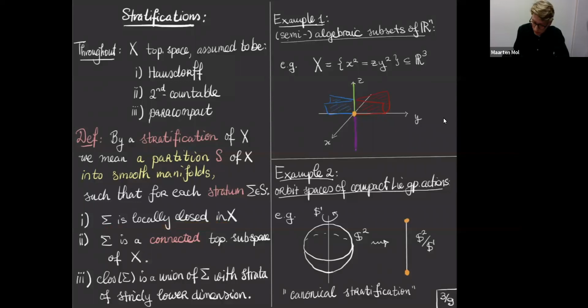Secondly, the strata are given a topology with respect to which they're manifolds, and this should be the subspace topology in X. And what's important is that we assume this to be connected. So this is not always assumed everywhere, but we do. And then the third condition is the so-called frontier condition, which is saying that the closure of each stratum is a union of the stratum with other strata of strictly lower dimension.